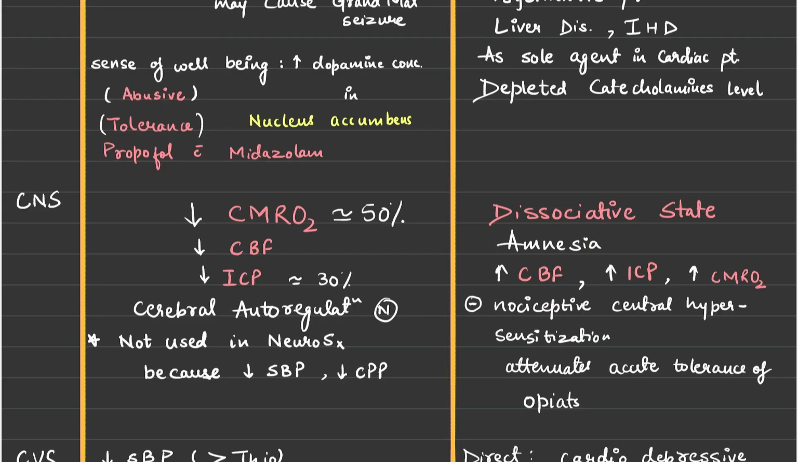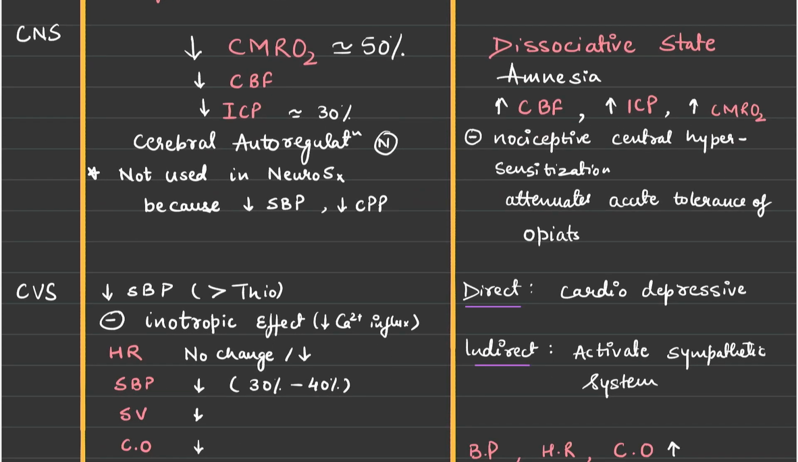Talking about effects of propofol on the central nervous system, it decreases CMRO2 by 50%, decreases cerebral blood flow, and decreases ICP by 30%. Cerebral autoregulation is normal. It is not used in neurosurgery. This is a relative contraindication because of decrease in systolic BP and decrease in cerebral perfusion pressure. We can use thiopentone or propofol in neuro patients depending upon the systolic BP of the patient.